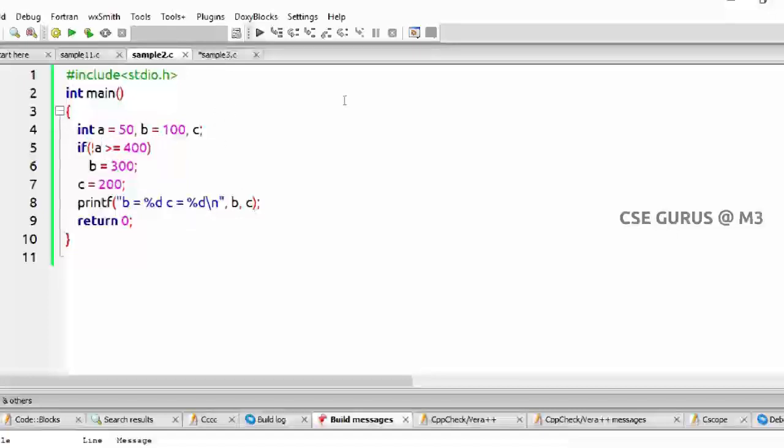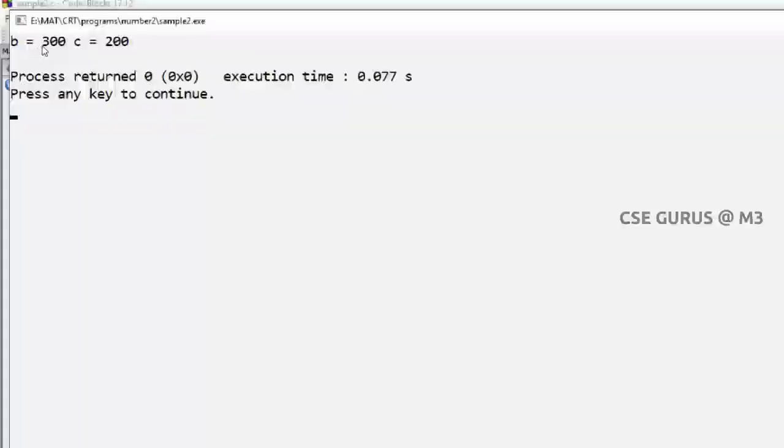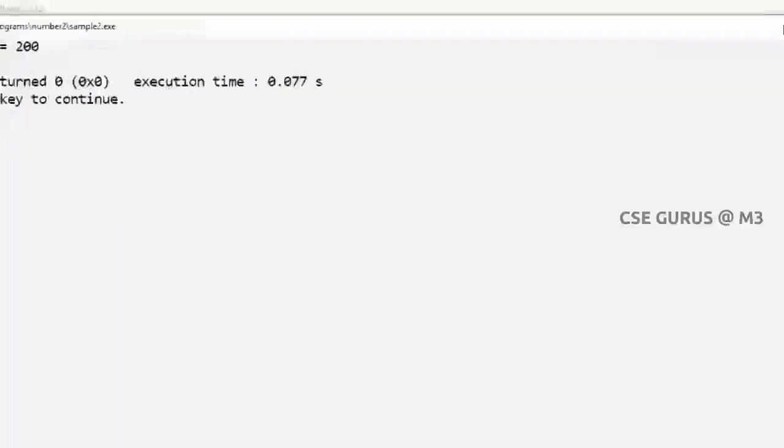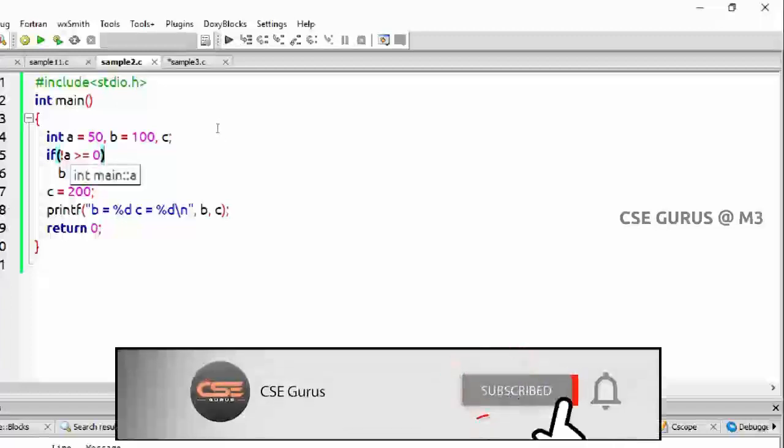Let us suppose I take a equals 0. So not of 0 is true, right? Let me take like this. So what is not of 50? It is 0, right? So 0 is greater than or equals 0, yes, true. So that's why b value will become 300. You can see the output. Yeah, b value is changed as 300. So like this we need to observe how this can be taken. Which priority is first compared, not and greater than? Not will be taken first.